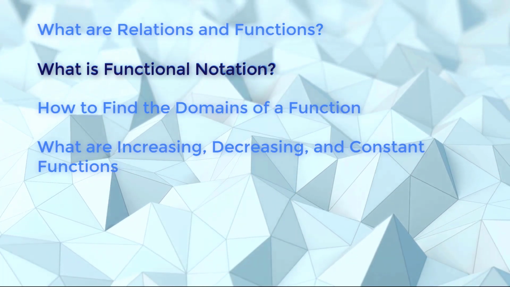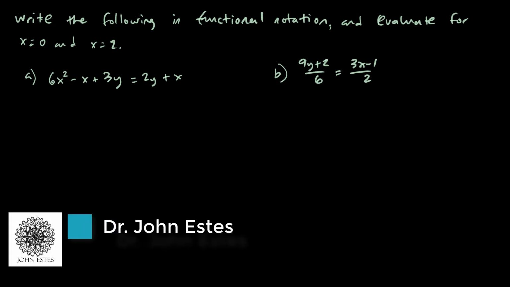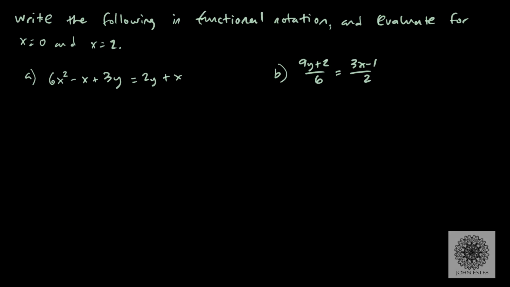I want to introduce the idea of functional notation, and I want to first bring this about through an example, and then we'll talk about what that means. All right, so I want to write the following in functional notation, and we don't know what that means yet, and I want to evaluate these for x equals 0 and x equals 2.